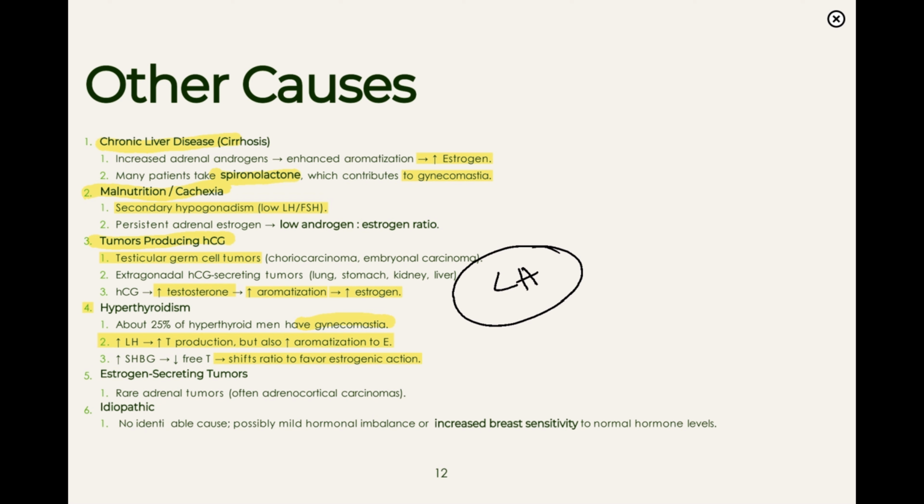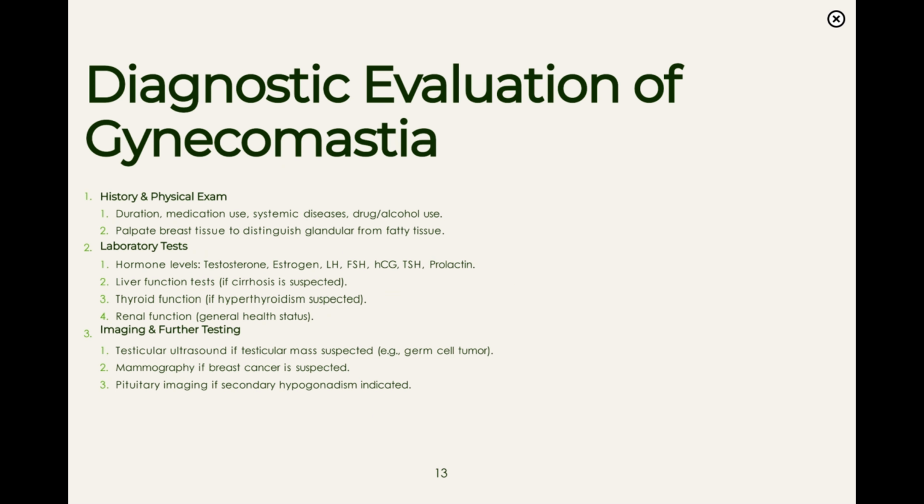And then it's also important to look at rare adrenal tumors, especially adrenocortical carcinomas, because these can also be a cause of excess estrogen production in these patients. And then sometimes, despite a thorough workup, there's no identifiable cause for this hormonal imbalance, and we will just use the term, as usual, idiopathic.